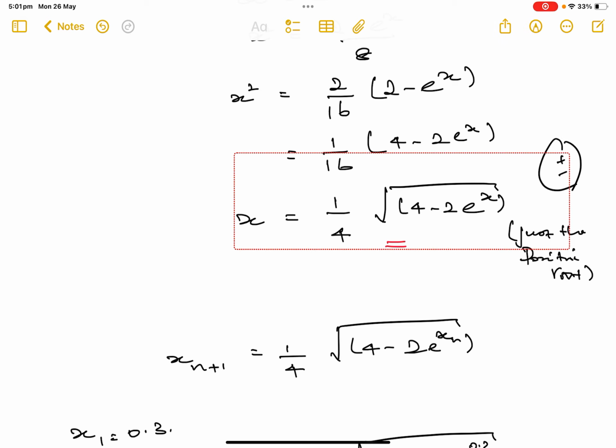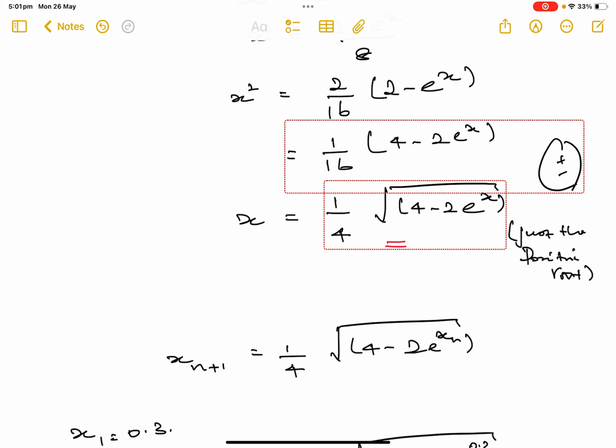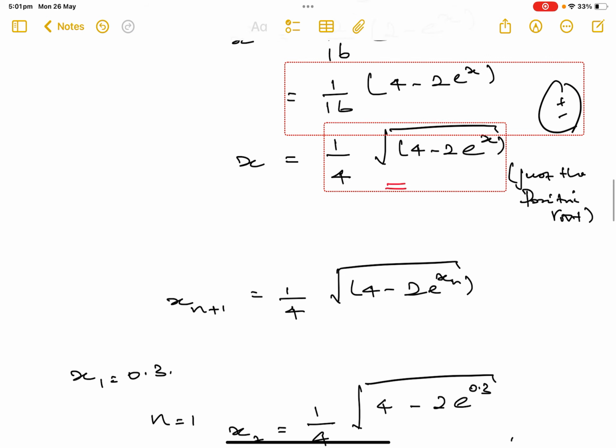But we're looking for the positive root, just a positive root. So therefore, just ignore that negative. It may not be negative, but just leave it at the moment. So positive: x equals 1/4 square root of 4 minus 2e to the power x. That is what we have been asked to prove, and we did.